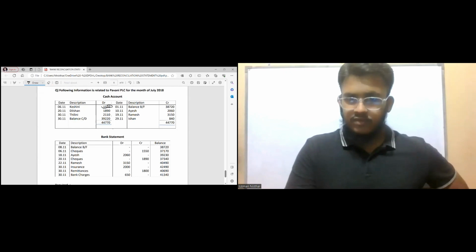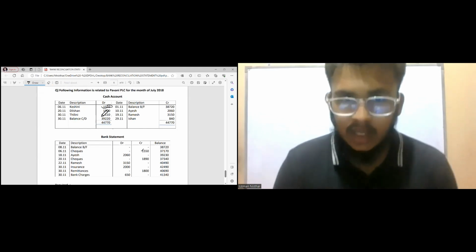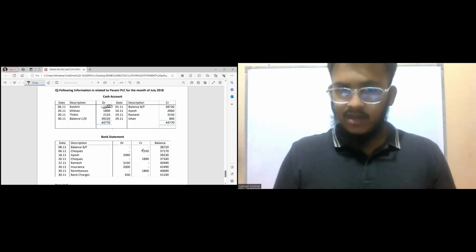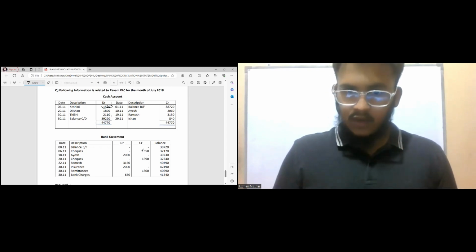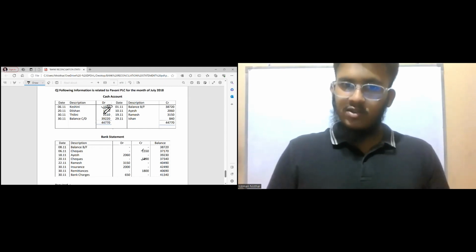Okay, so this 1550 is there here. It is named as checks. So we put a tick here. And then Dilshad, 1890. Do we have that? It's there on the credit side. So again we mark a tick here, and also we can mark a tick here also. Understand?